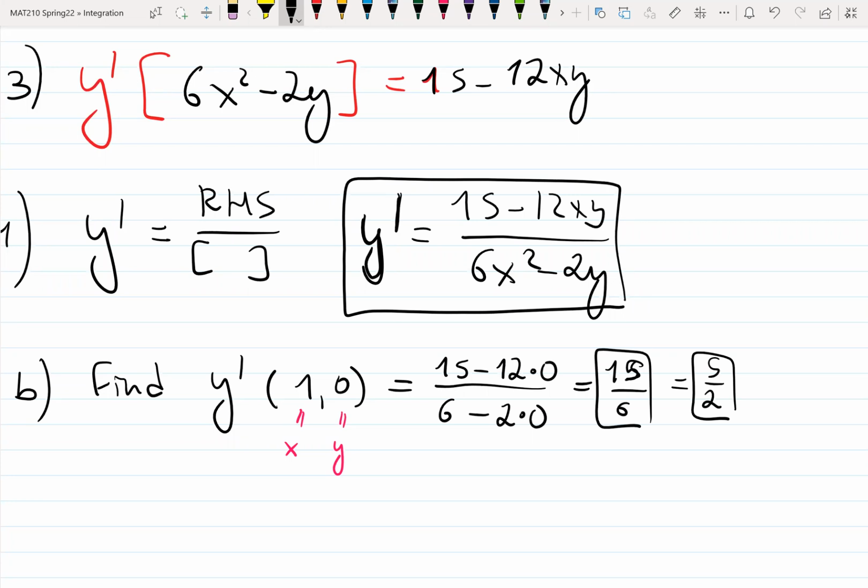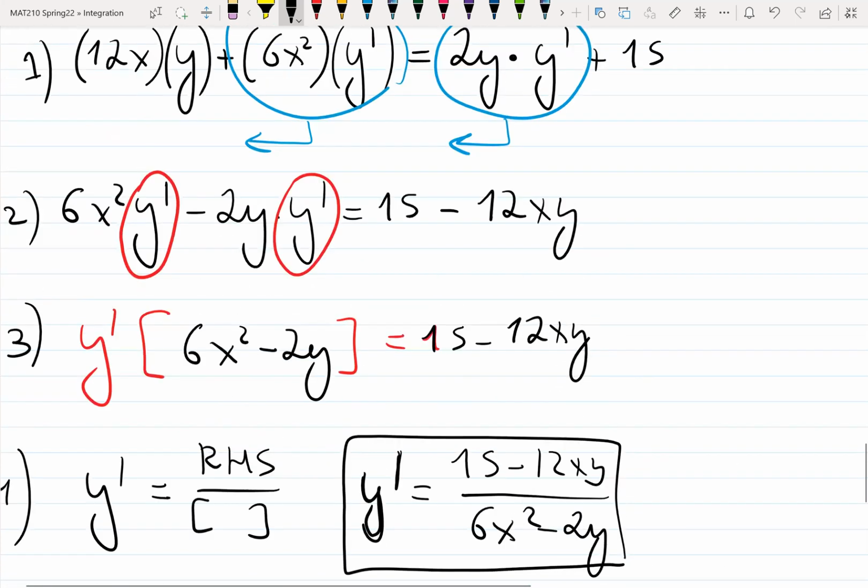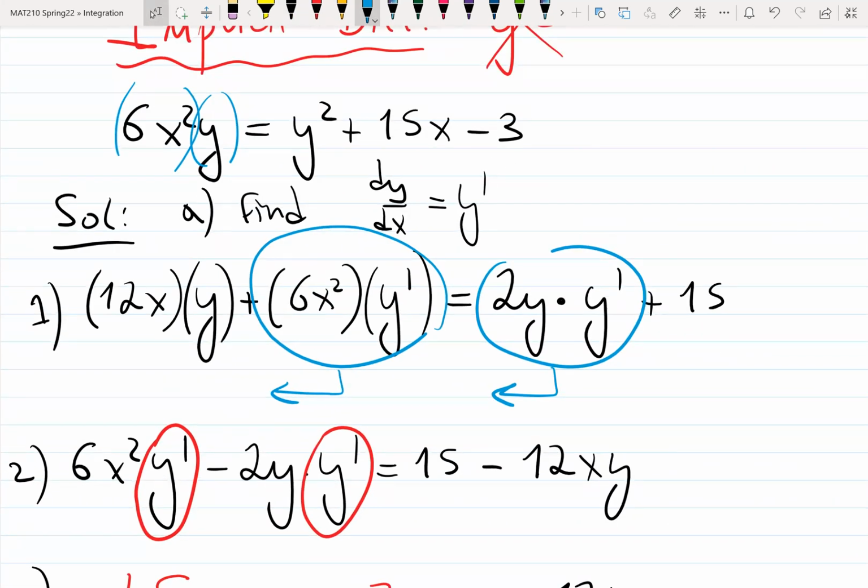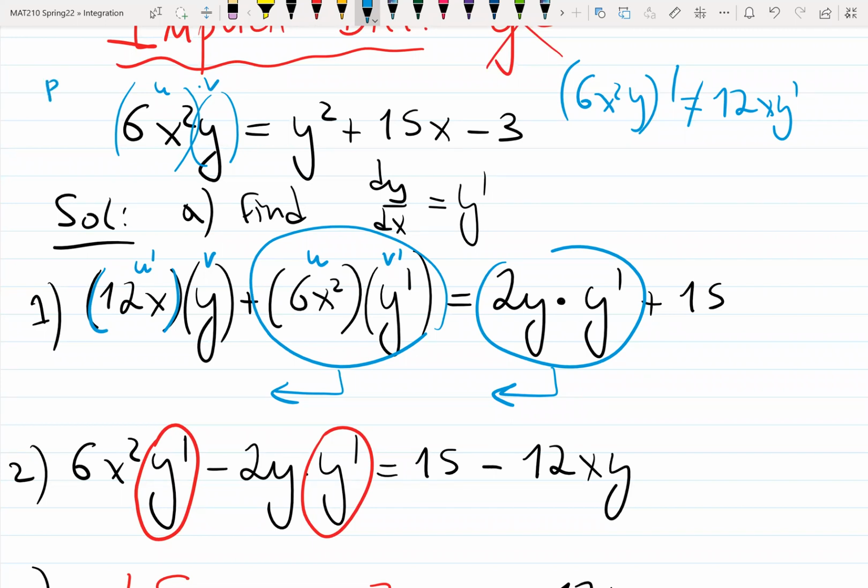So let's see, there's a good question here. On the left side, you differentiate it and then copy it how it originally was. I think I know what the question is. This was product rule. U times V. U prime V plus U V prime. Right-hand side also differentiate, but there's no product rule on the right-hand side. Y squared gives you 2y times y prime. 15x gives you 15. Does it make sense? So be careful. It might be quotient rule, product rule, and stuff like that. You have to carefully differentiate. So 6x squared y prime is not 12x y prime. You cannot just differentiate piece by piece. You have to use product rule.